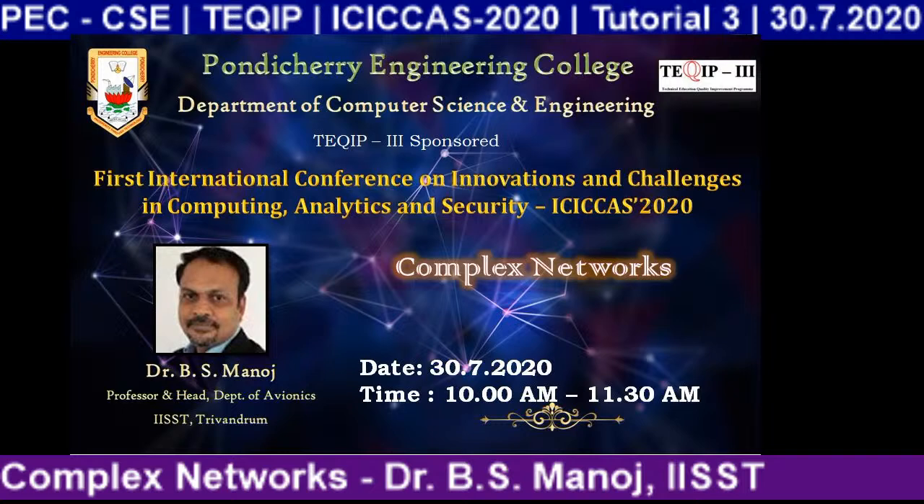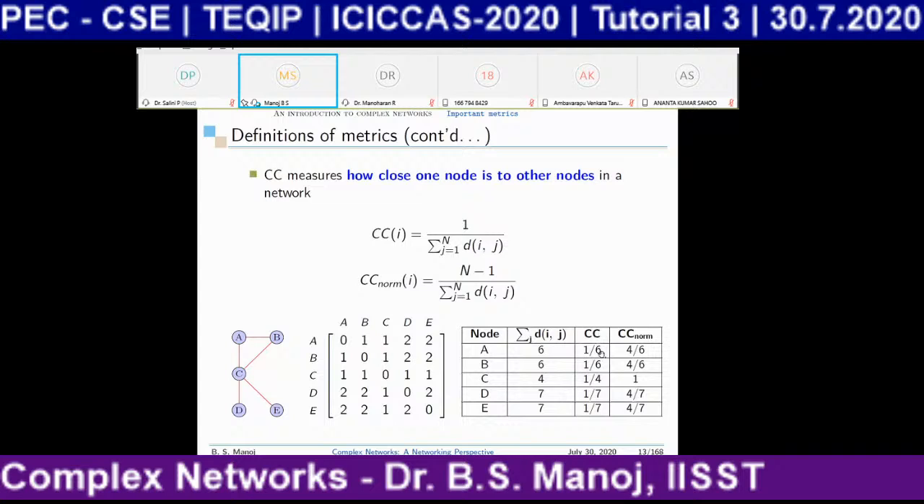The centrality of node C here: node C is 1 hop away from every other node. So the summation of the shortest paths will only be 4. So the closeness centrality is 1 over 4, that is 0.25. You can find that node C has the highest closeness centrality in this network. So that node has a significant advantage of requiring minimum delay and minimum resources to communicate to every other node in the network.